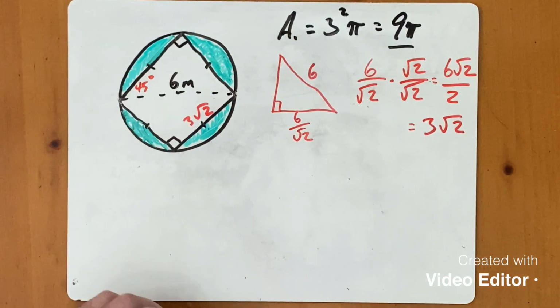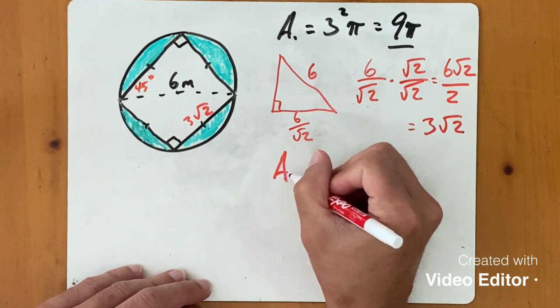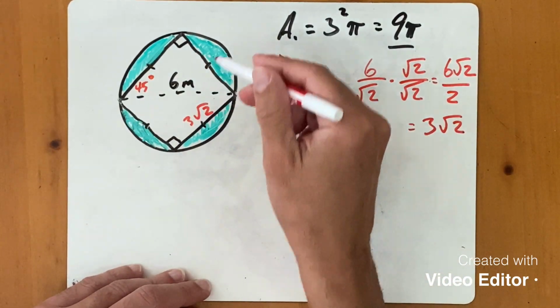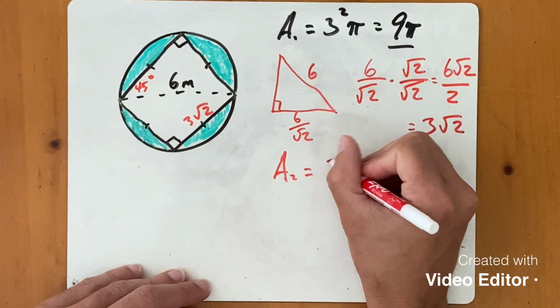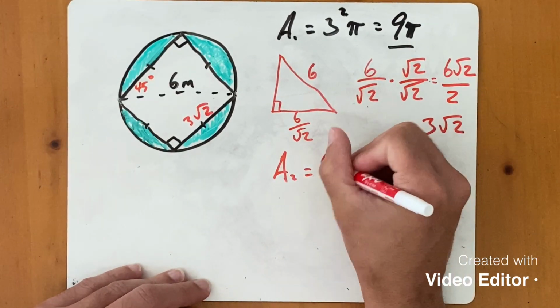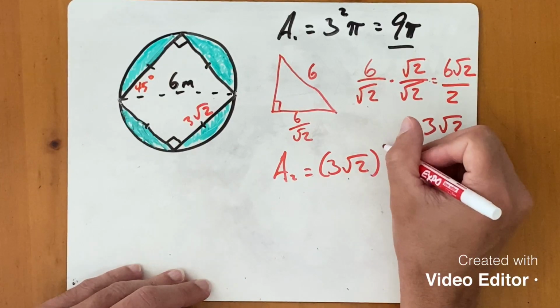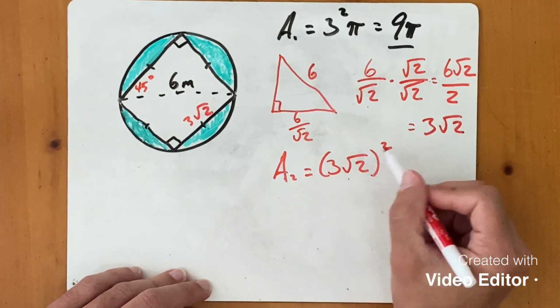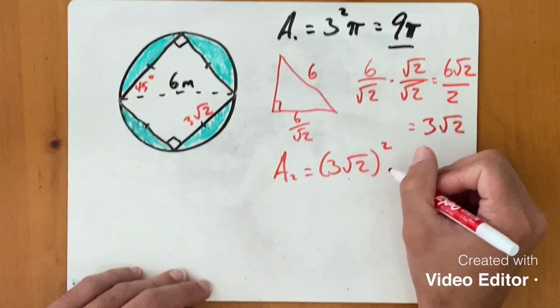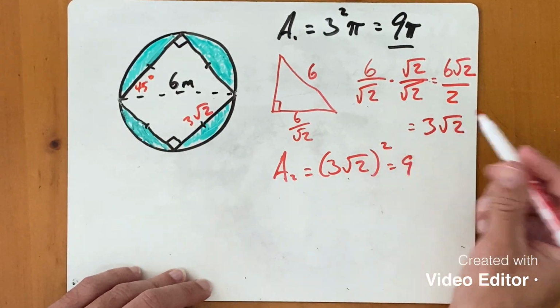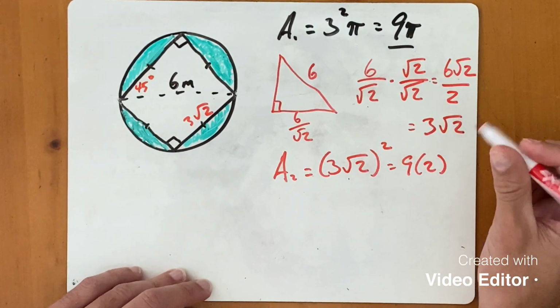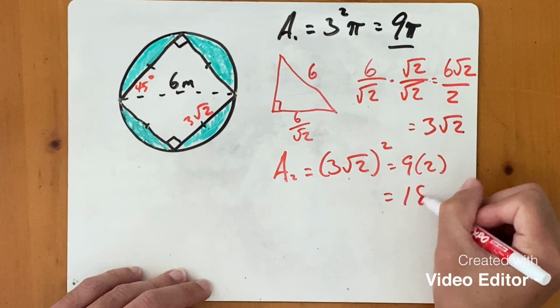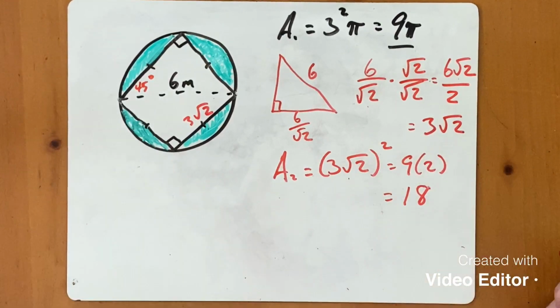Now I can use that to find the area of the square region. Length times width, and they're the same. So I'm just going to square 3 square roots of 2, because they're all the same. Remember, square the outside and square the inside. So 3 squared is 9, and square root of 2 squared is just 2. So what's the total area of the square? 9 times 2, or 18. So there's the area of our square, there's the area of our circle.